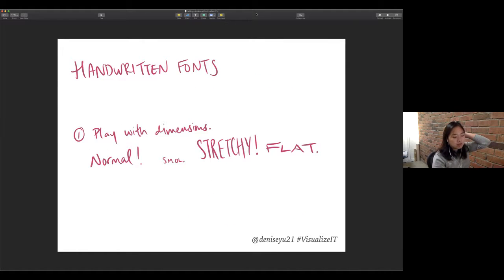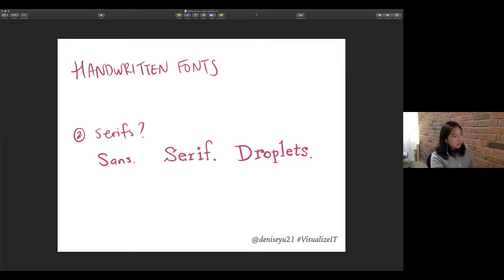So as I mentioned before, you can play with the dimensions of your normal handwriting. I think this is actually the easiest and sort of cheapest way to achieve visual differentiation. Something you can also do is play with giving serifs to your normal handwriting. I think most people, this is kind of weird to say, write sans serif by default because we don't put the caps on our letters unless you're really into calligraphy or typography. But most of us write sans serif by default.